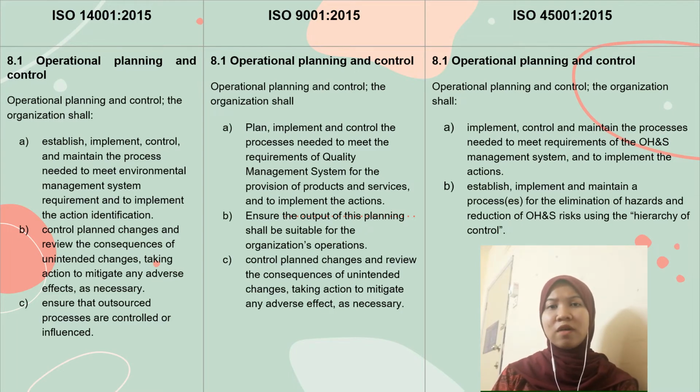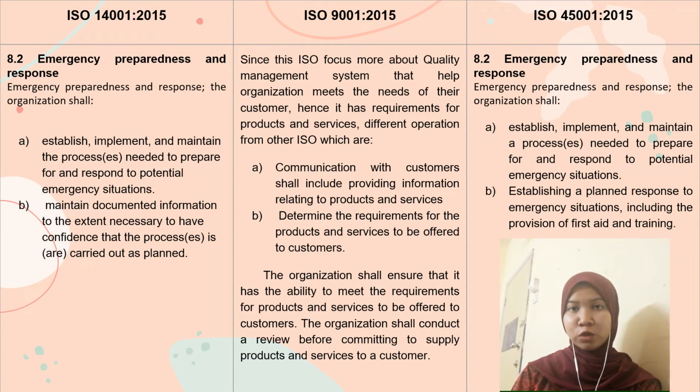For ISO 45001, there is reduction of OH&S risks using the hierarchy of control. For subclause 8.2, which is emergency preparedness and response, it is stated in ISO 14001 and ISO 45001 only, which is the organization shall establish, implement, and maintain a process needed to prepare for and respond to potential emergency situations.